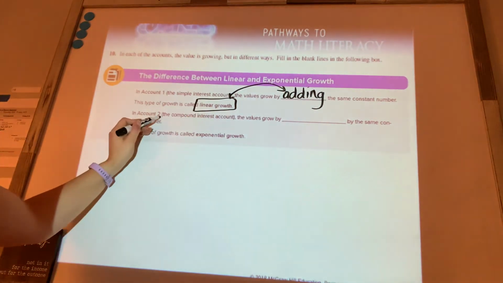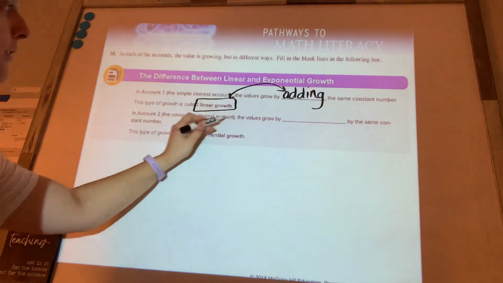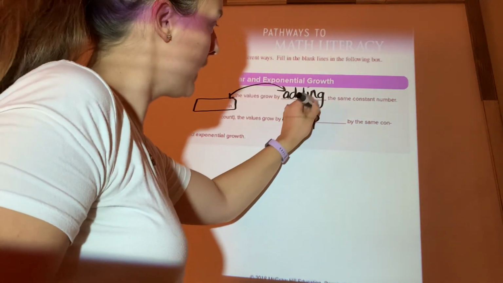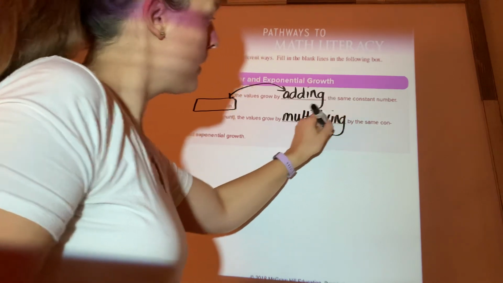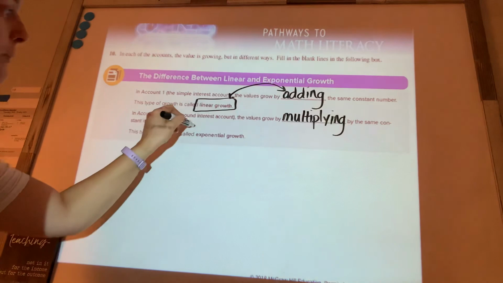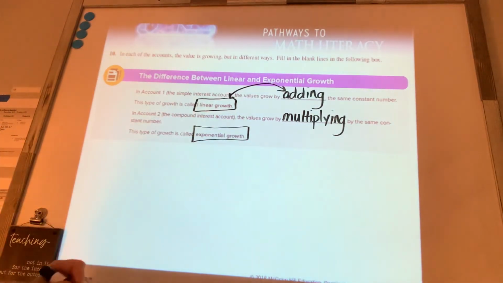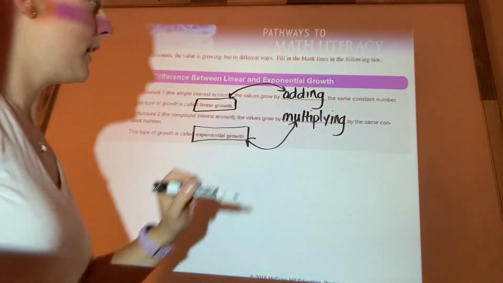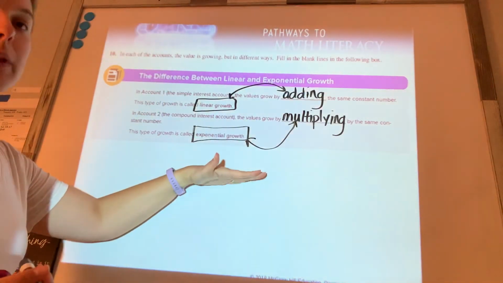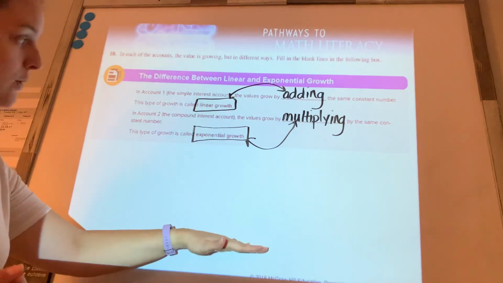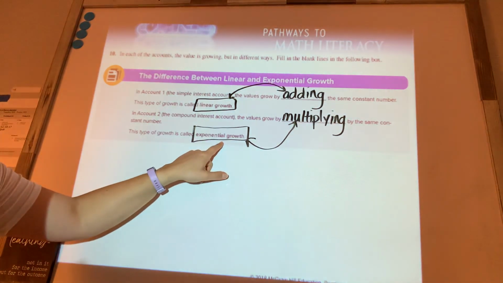Now account number 2, which is the compound interest account, the value grows by multiplying by the same constant number. This type of growth is called exponential growth. So I want you guys to associate the words exponential growth with the word multiplying. So if you notice, oh, we're multiplying by 2, and we're doing it again, multiplying by 2 again, that's going to be exponential.